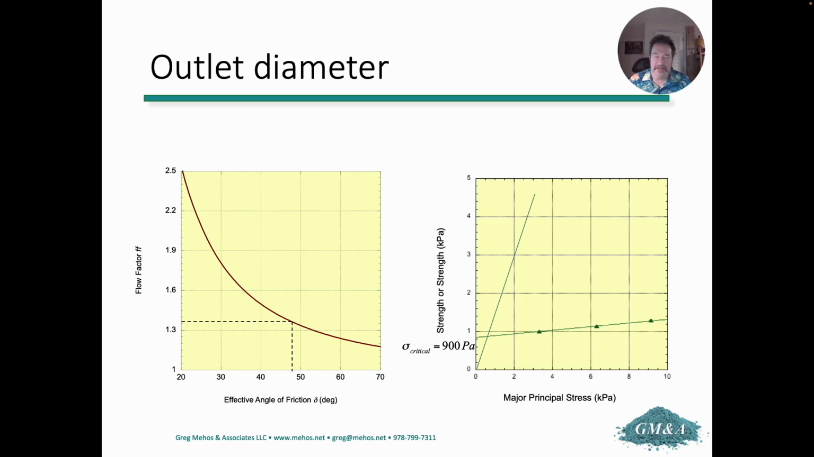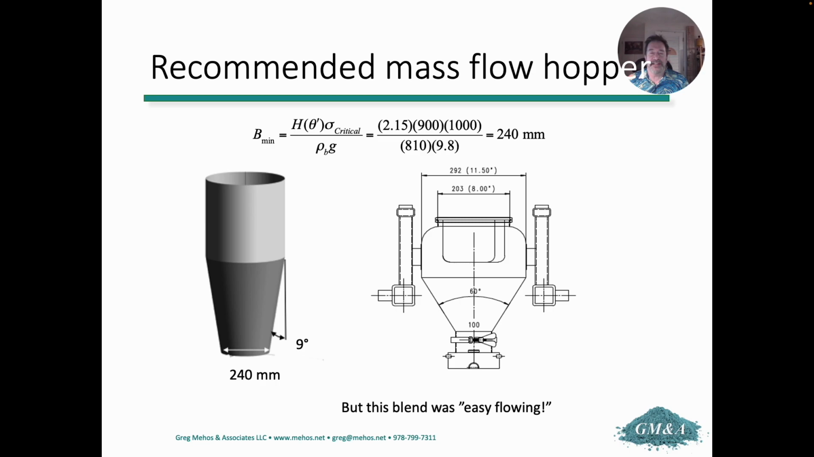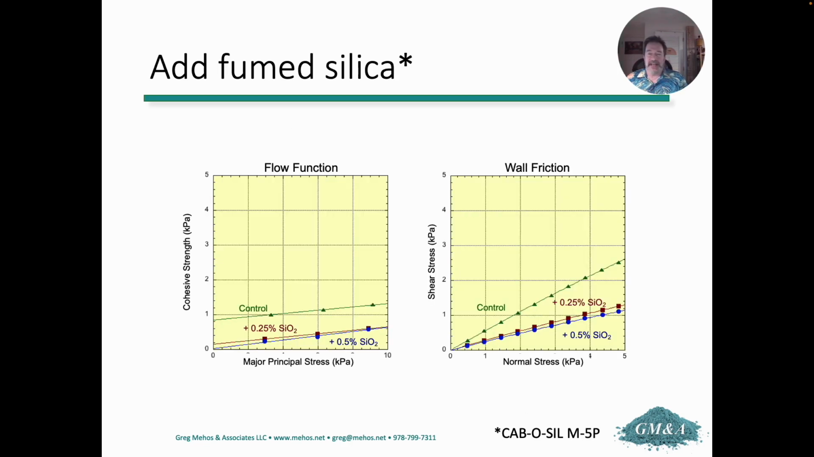We get a critical stress. We're able to plug that into Janicki's design equation, and we see that we get a 240 millimeter outlet. And to get mass flow, we would need a 9 degree from vertical hopper. That's one ugly hopper. And by the way, this calculation is for mass flow. We have funnel flow because our hopper angle is much greater than 9 degrees. So we have a similar calculation for arching in a funnel flow hopper. Bottom line is, even though we had an FFC of 7, which says it's easy flowing, this material will not flow. So what do? Well, we add fumed silica.